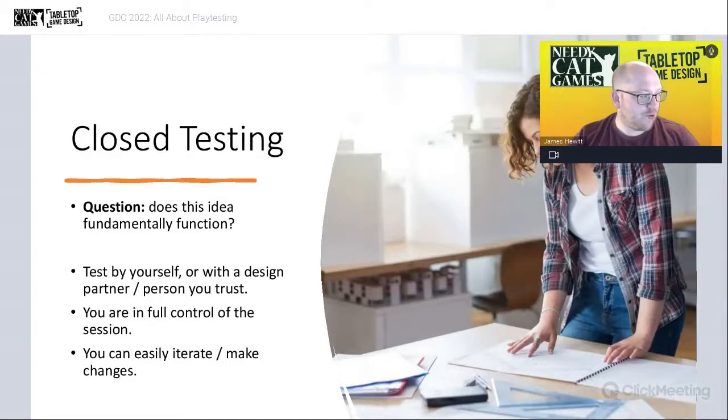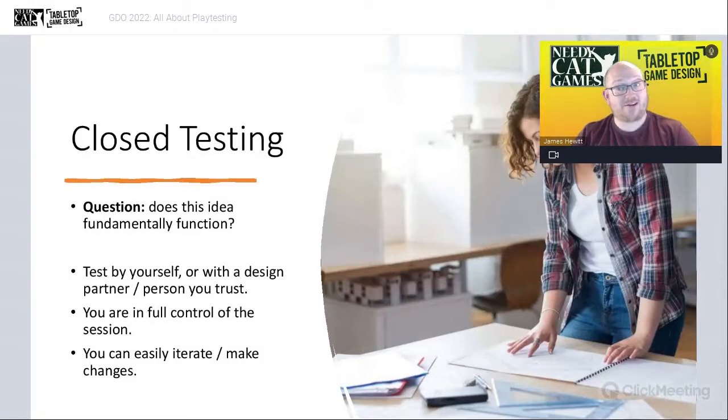And importantly, I say idea there because we can talk about playtesting individual ideas. We can talk about playtesting whole games, but really a game is a collection of ideas. We talked about ideas quite a few times in this course so far, right? So at this stage, when you're closed testing, you're taking that idea or collection of ideas, whatever it might be.